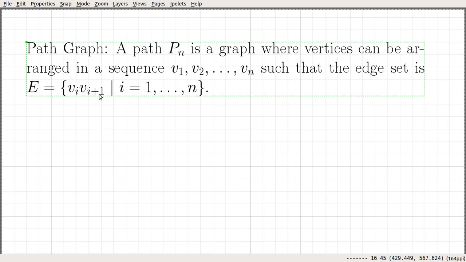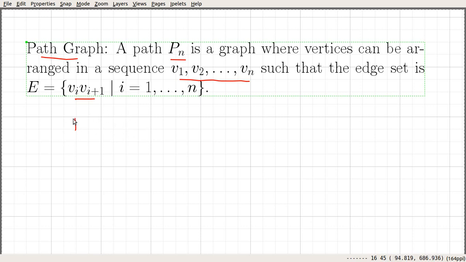So another common family of graph is what is called a path graph. It is defined as follows: a path graph, denoted by P sub n, is a graph where the vertices can be arranged in a sequence. I will give an example very soon, such that the edge set is {vi, vi plus 1}, where i goes from 1 to n minus 1.